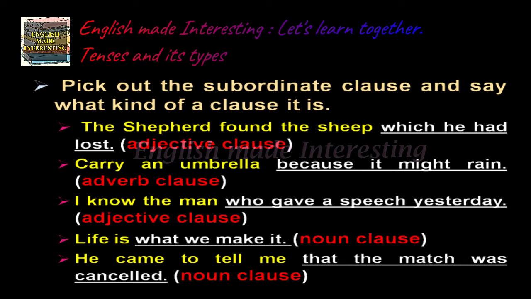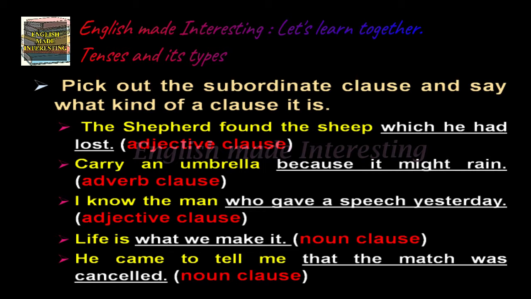The first sentence, the shepherd found the sheep which he had lost. Which he had lost is the clause here, and it is an adjective clause because this clause is doing the work of an adjective. It is describing. Describing what? It is describing the sheep which he had lost. Carry an umbrella because it might rain. Because it might rain is a clause here, and it is an adverb clause.